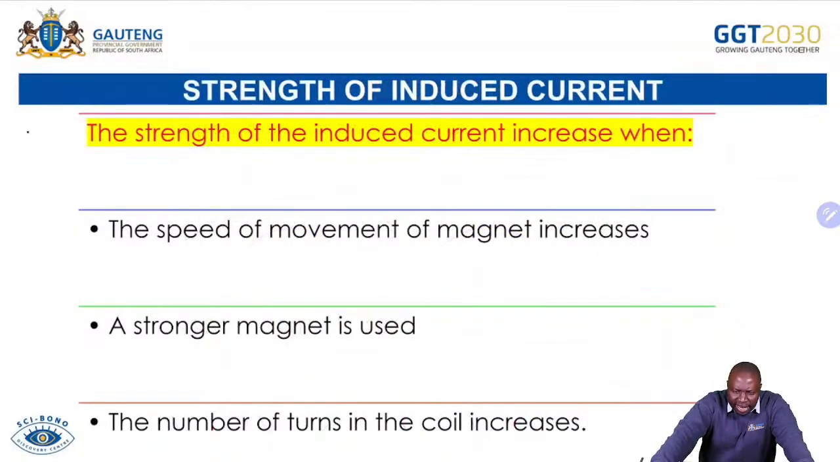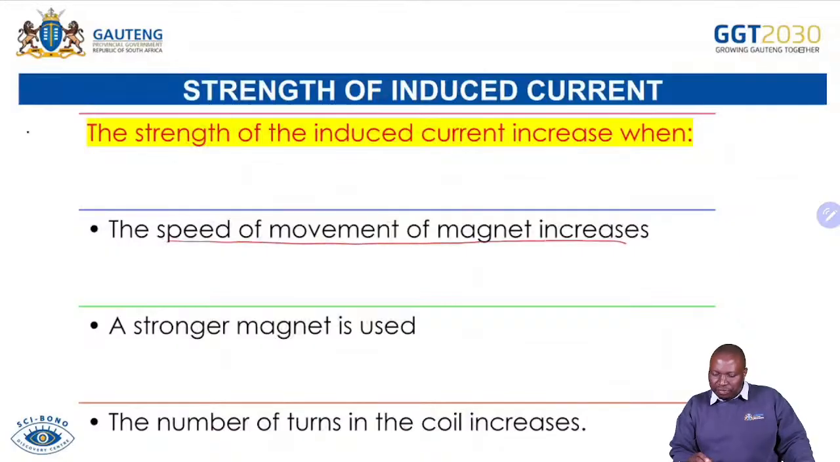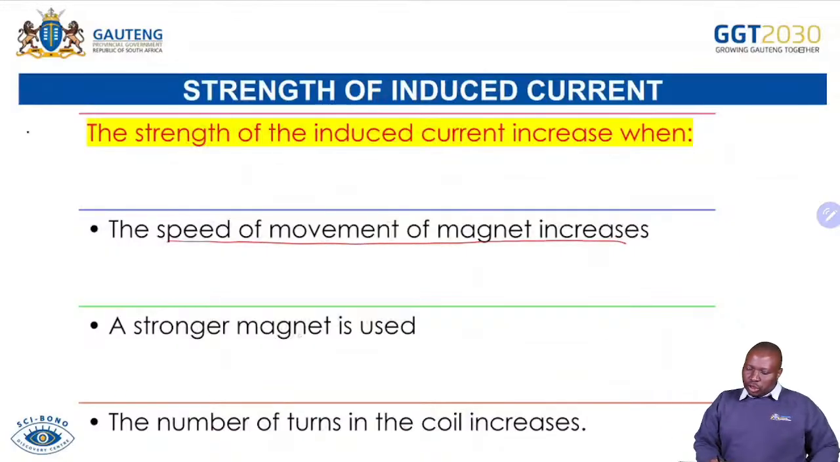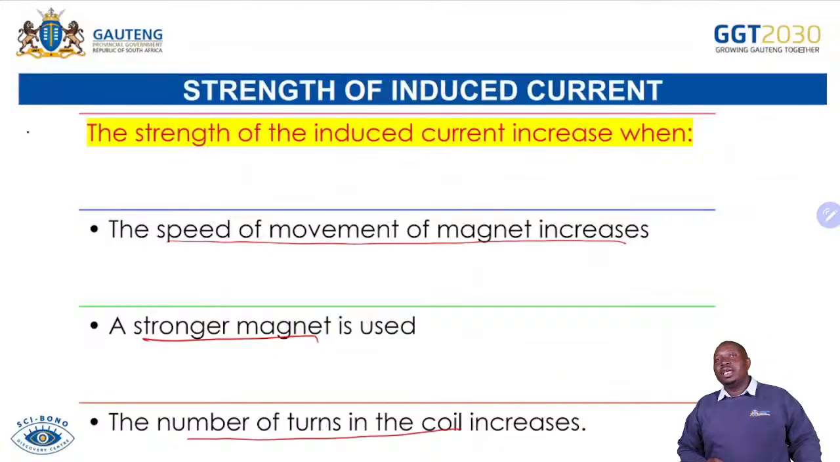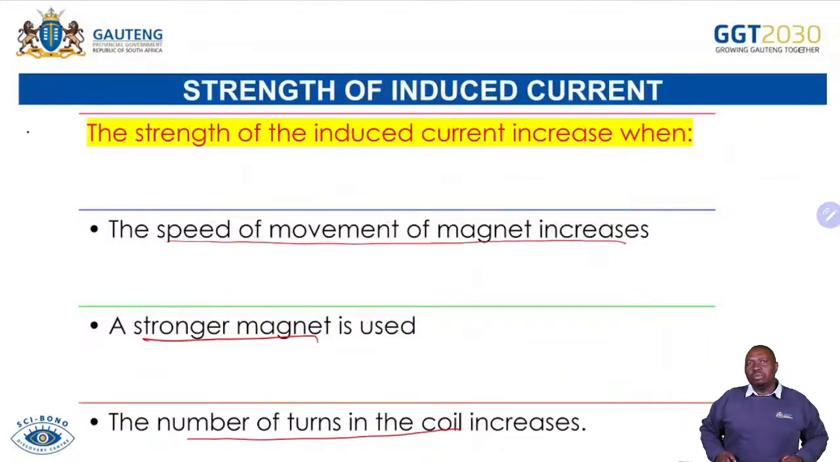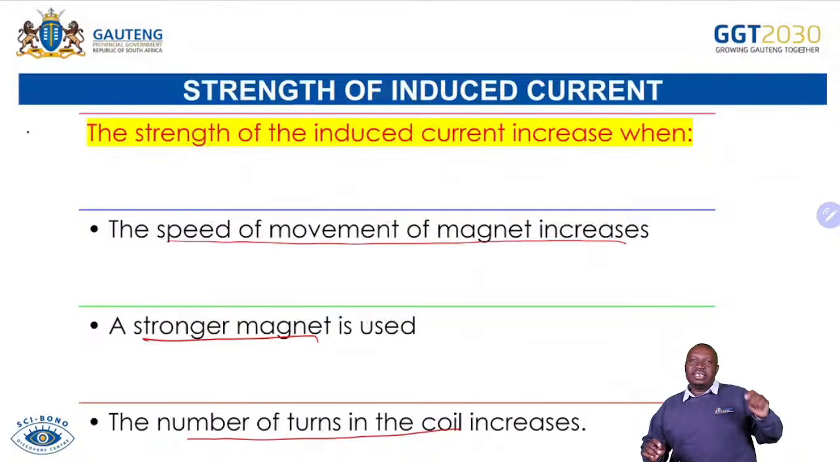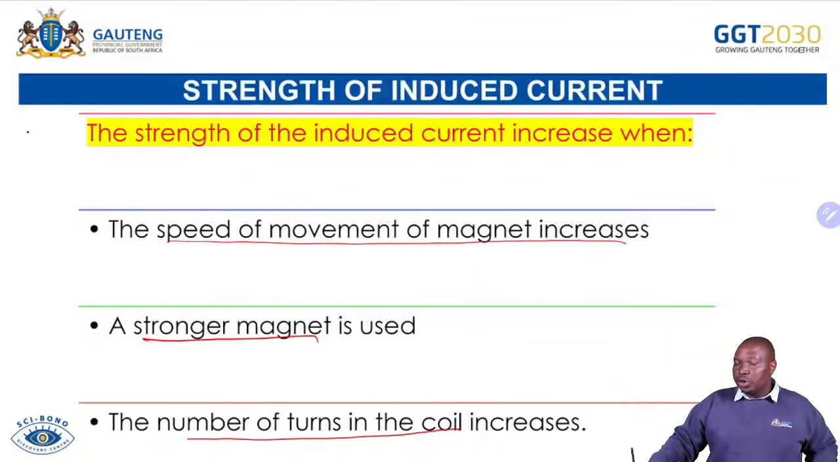And then the strength, we talked about this one: the strength of induced current will increase by increasing the speed of the movement of the magnet, by using a stronger magnet, and by increasing the number of turns in the coil. We talked about that. Have that in your mind, how to increase the strength of the induced EMF or induced current.